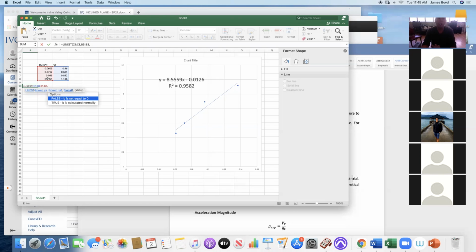Then put another comma. Normally, if you wanted the line to go through zero, there's something you can put in between those two commas and it will make the line go through zero. We don't want that. We want to leave that blank. Last thing you write is TRUE. And this is all just computer talk, or computer programming, to do the LINEST function. Then highlight a box 4x4.